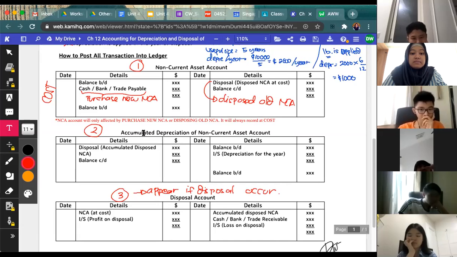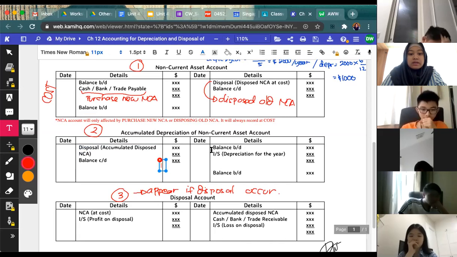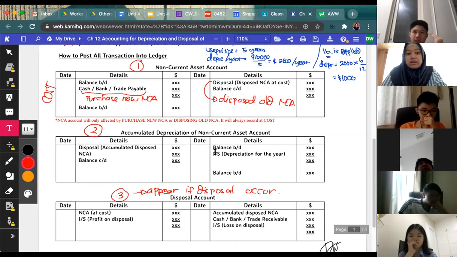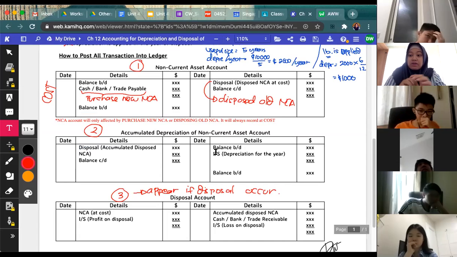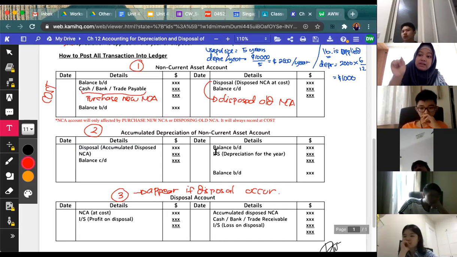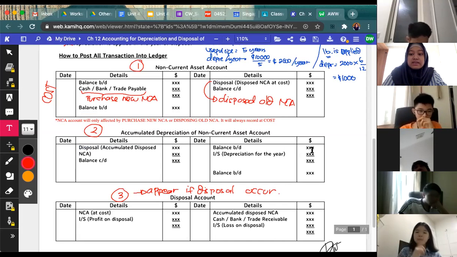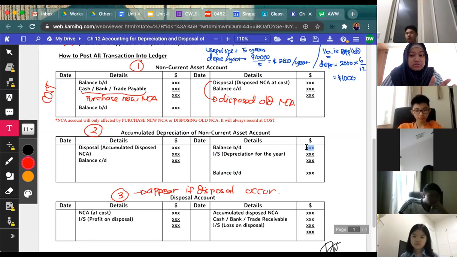Second, accumulated depreciation of non-current assets. This one has a balance on the credit side, okay? Now, accumulated depreciation acts as the deduction to the initial cost, yeah? Remember how to calculate NBV: cost minus accumulated. Now that accumulated has a normal balance on the credit side, okay? So if you have a balance that is brought down from last year, it will be shown over here. Don't worry, I will explain to you with an example, yeah? But you need to know the template first.